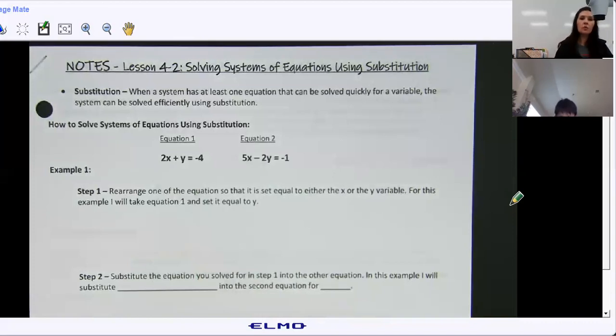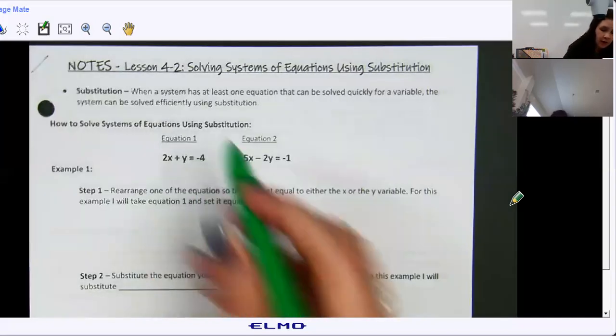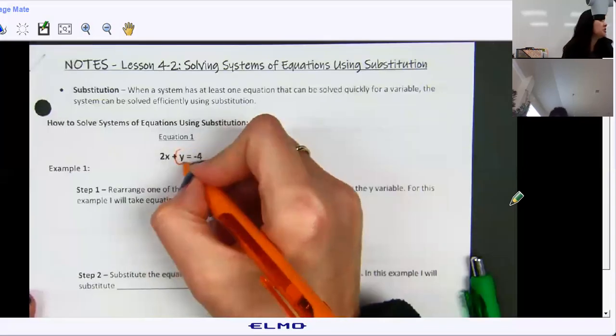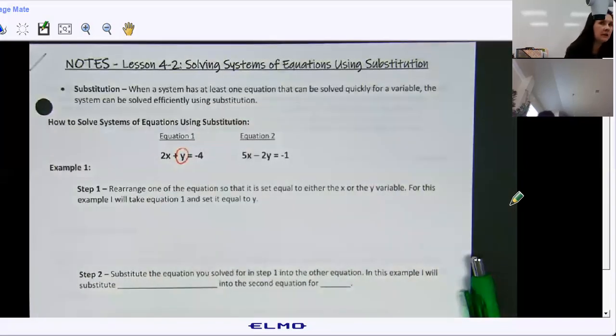Okay, so the way that I do this is I look at both of my equations and I try to find an equation where one of my variables is already by itself or it has a coefficient of 1. And anytime it has a coefficient of 1, it's by itself. That's because we don't see a number in front of it. In this equation, I could see here that the y has a coefficient of 1.